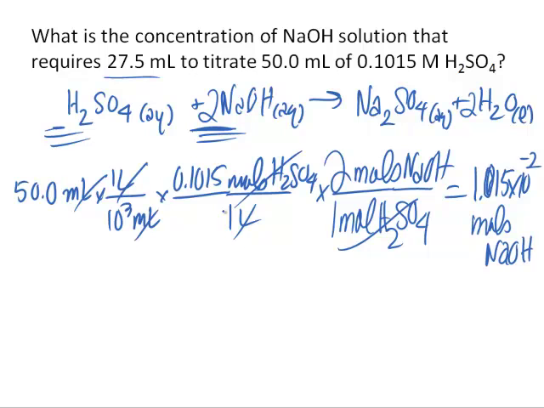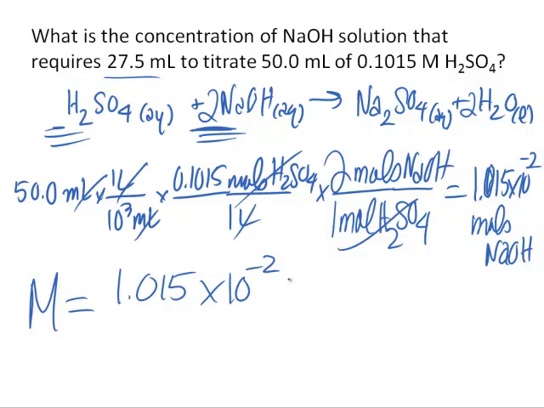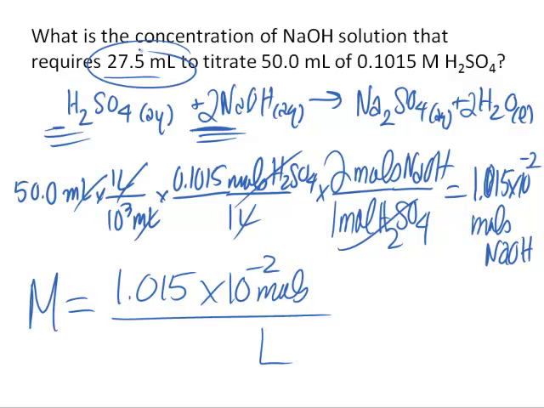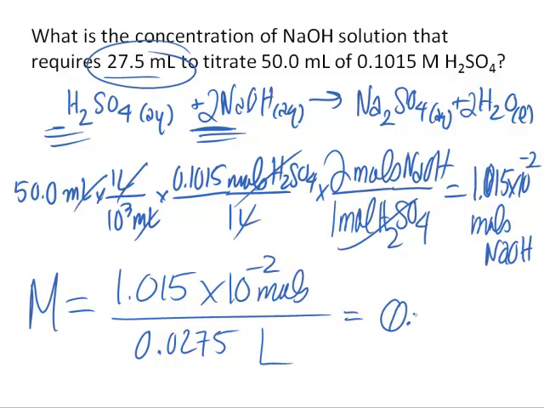Alright, what am I after though? I'm after my concentration, my molarity. Okay, so I've got my 1.015 times 10 to the negative second moles, and I need to just divide that by my volume, 27.5 milliliters in liters. So if I divide that by 1,000, that's going to give me 0.0275 liters, and that's going to give me a final answer of 0.369 molar.